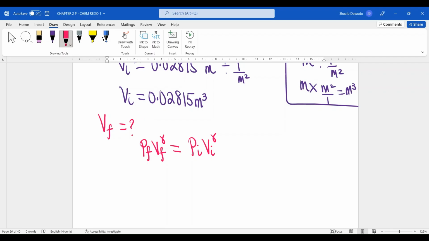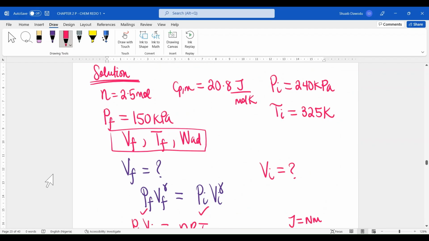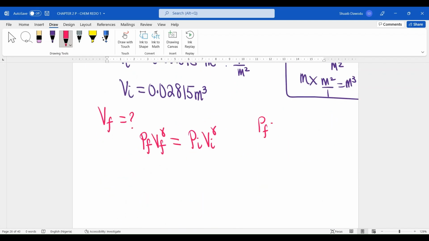So now we have our P final. I just want to write everything down so we don't have to keep going back and forth. P final is 150 kilopascal. P initial is 240 kilopascal. And V initial, of course, is 0.02815 meter cubed. So we have almost all we need now to determine our V final.